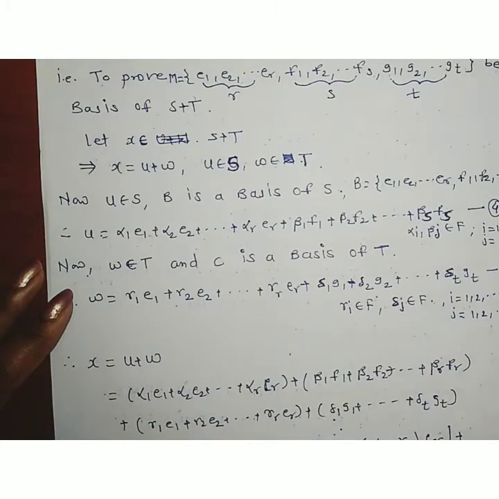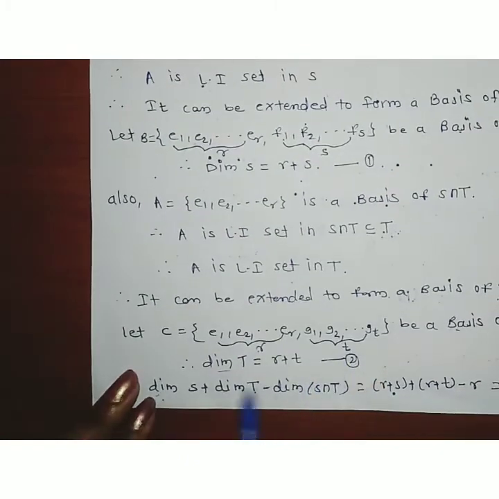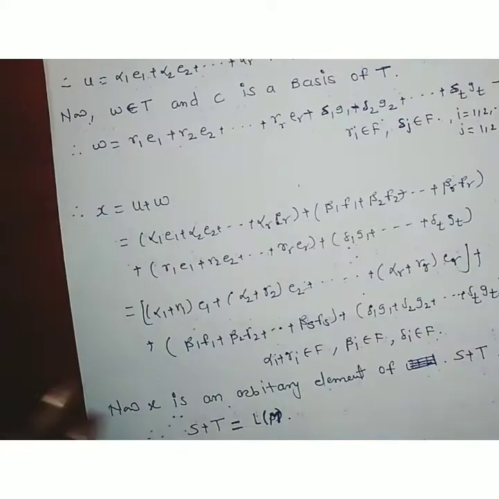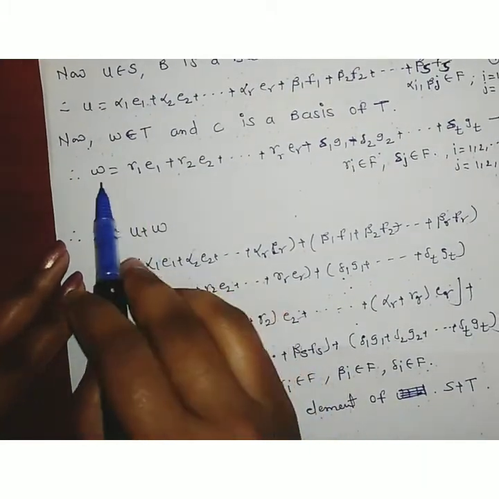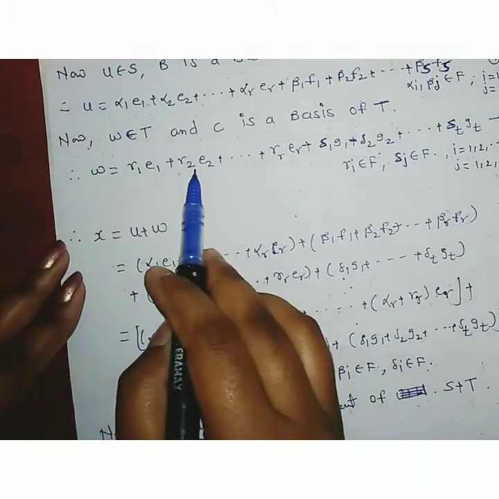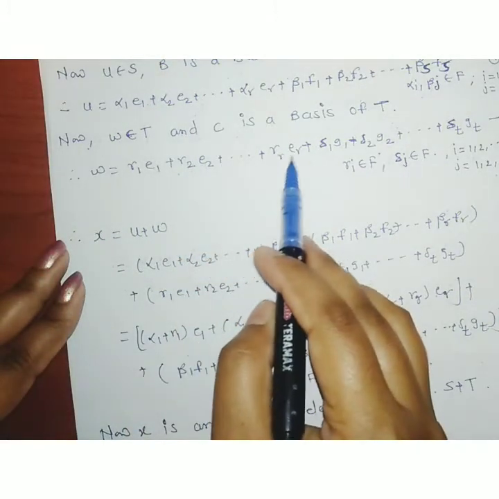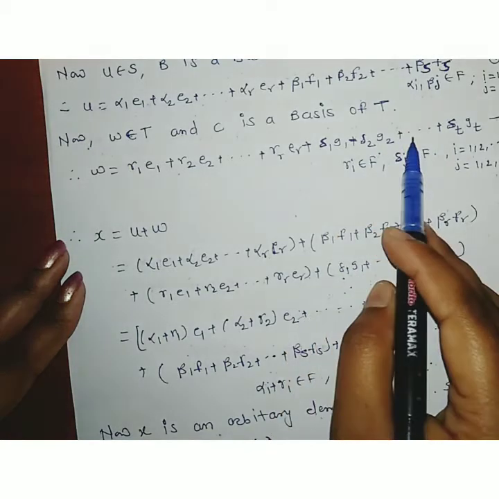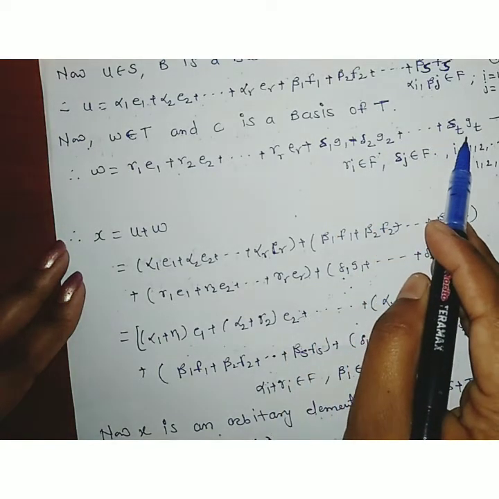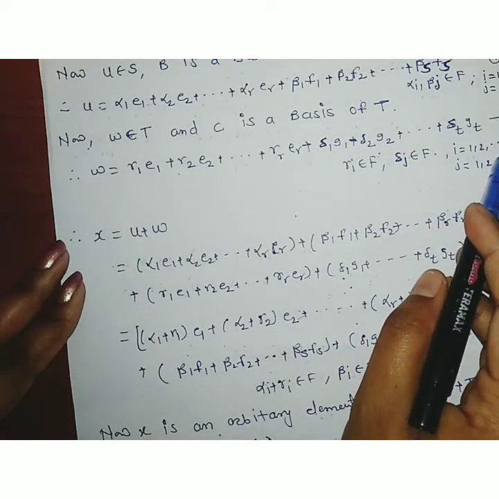Which elements are present in C? The elements present in C are e1, e2, ..., er, g1, g2, ..., gt. Therefore, w can be written as a linear combination of these vectors. So w can be written as r1 e1 plus r2 e2 plus, and so on, rr er plus delta 1 g1 plus delta 2 g2, up to delta t gt. Now consider this as equation 5.